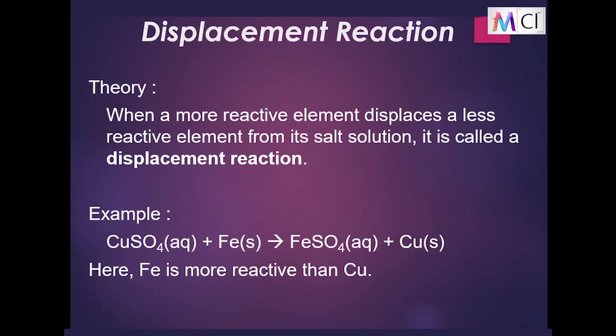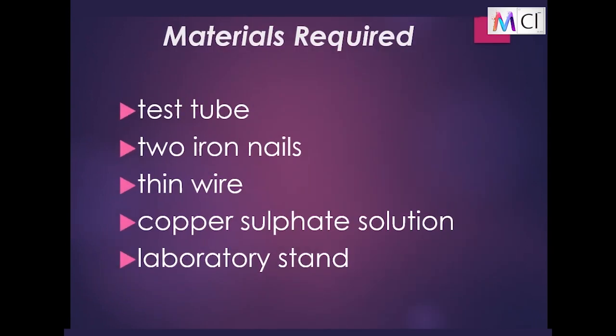Displacement reaction. Theory. When a more reactive element displaces a less reactive element from its salt solution, it is called a displacement reaction. Example: copper sulfate plus iron gives ferrous sulfate plus copper. Here, iron is more reactive than copper and so is capable of displacing copper from its salt solution. Materials required: test tube, 2 iron nails, thin wire, copper sulfate solution, laboratory stand.